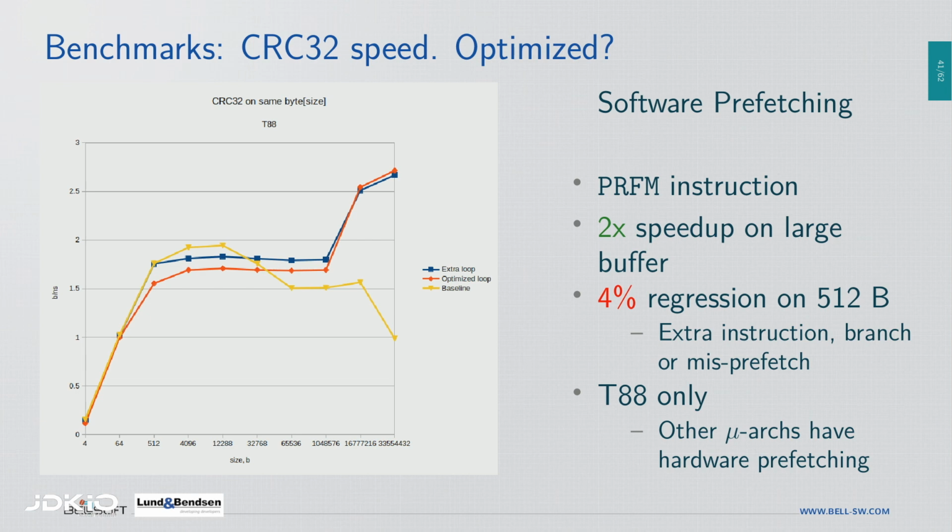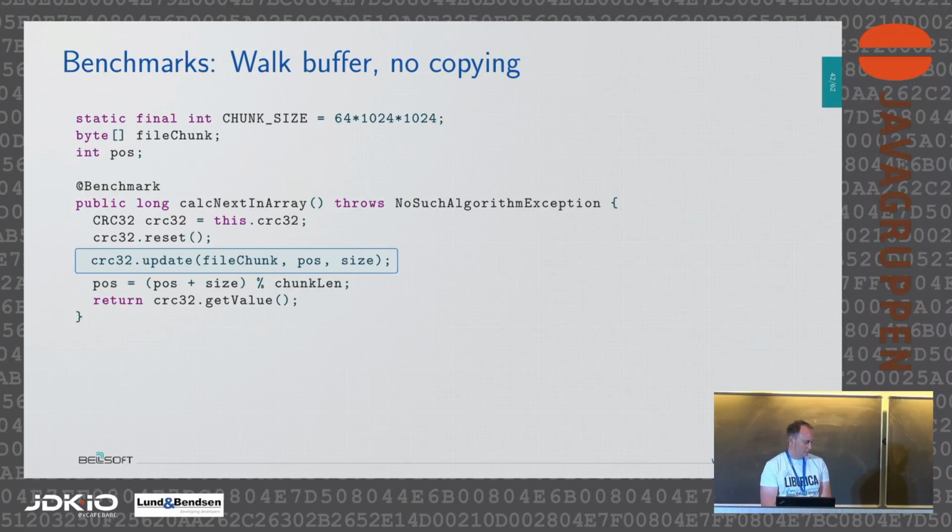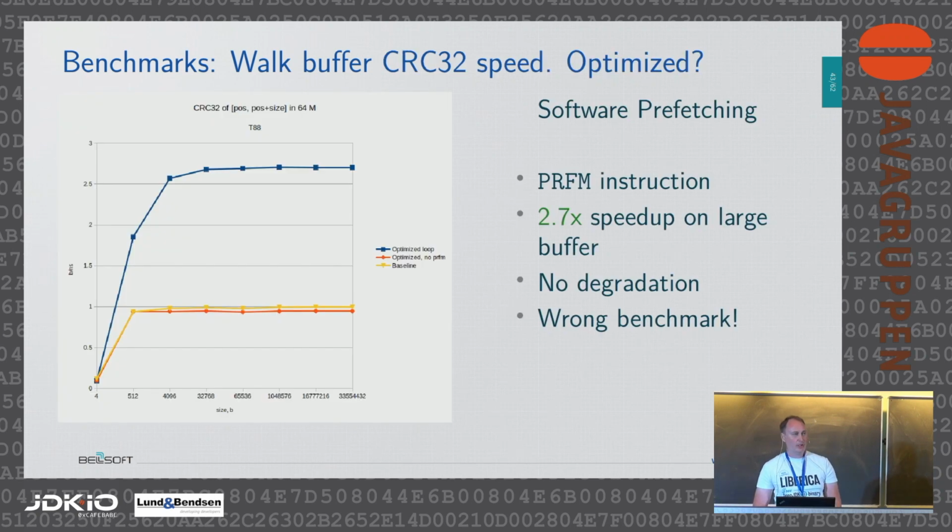Okay, so maybe we'll just explore some other benchmark. Assume we have long file chunk, and we calculate the checksum of it using smaller pieces of this chunk, like 512 bytes, for example. Doesn't make sense? Maybe. Can we speed up this with prefetching? Yes. Like we can speed it up almost 3 times.